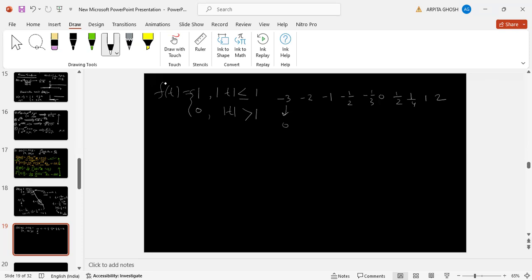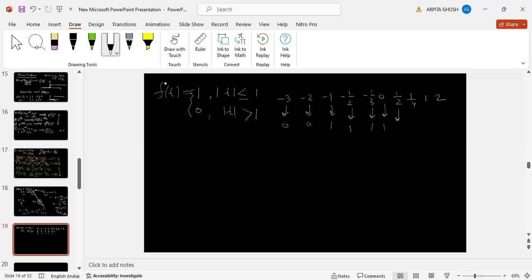Now suppose we consider minus 2. Minus 2 means mod of t is greater than 1, functional value is 0. Minus 1, if you take mod value it is equal to 1. For mod t less equal to 1, function value is 1. Minus half, its mod is half. Half is less than 1, function value is 1. Minus 1/3, mod is 1/3, less than 1, function value is 1. 0, mod is less than 1, so function value is 1.